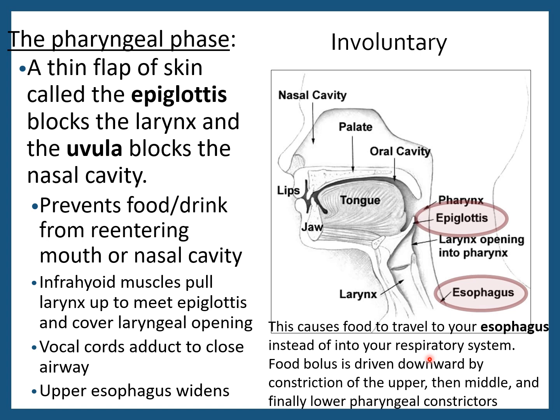The vocal cords will adduct to close the airway, and that is also going to cause the esophagus to widen, right? So we're going to have constriction of the airway and widening of the esophagus, and that's going to help direct the food into that proper location. This will cause food to travel to the esophagus instead of into the respiratory system, and that bolus will be driven downwards by constriction of the upper pharyngeal constrictor, then the middle pharyngeal constrictor, and then finally the lower pharyngeal constrictor.